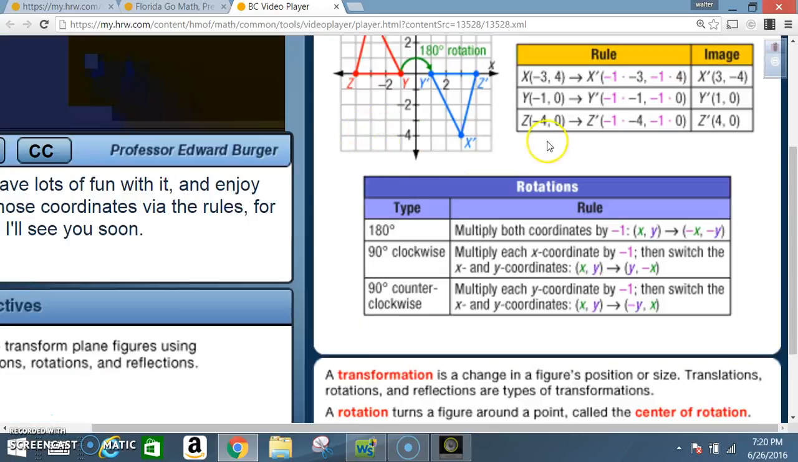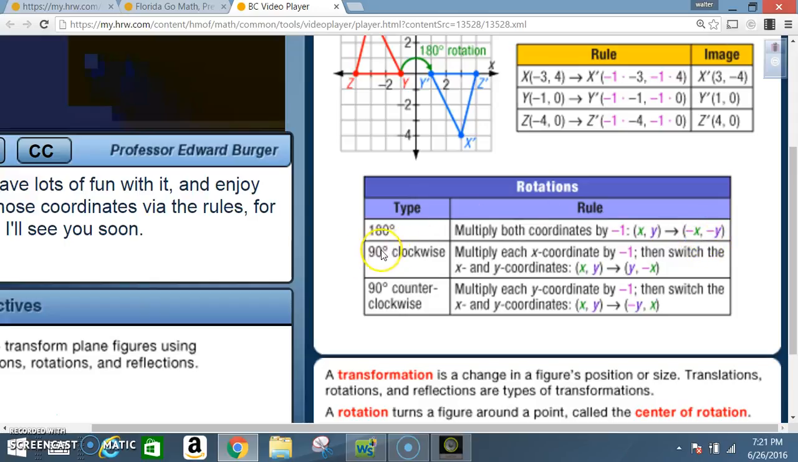Okay, adding to the tutorial. Notice our rules we have here for rotations. Type of rotation, if it's a 180-degree rotation, then we multiply both coordinates by a -1. So x and y becomes -x, -y.